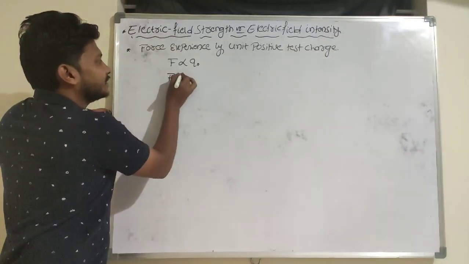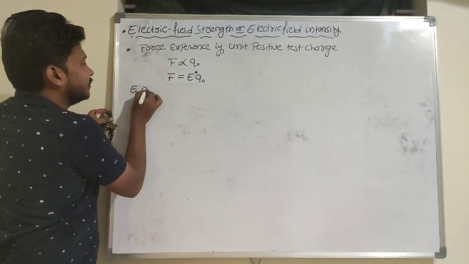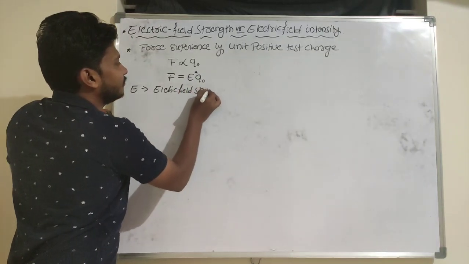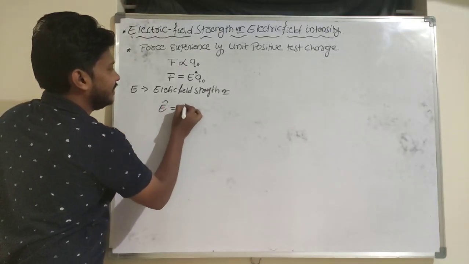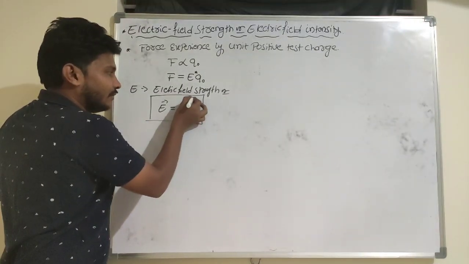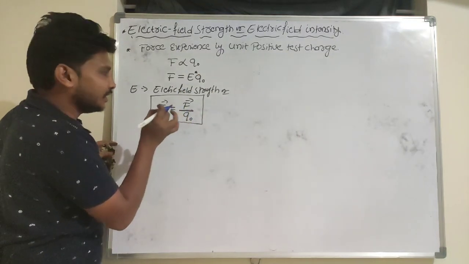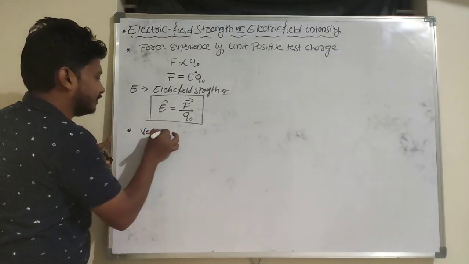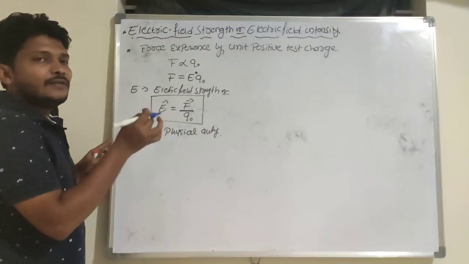If you remove the proportionality sign, I will get the proportionality constant. That proportionality constant is E. This E indicates the electric field strength, or electric field intensity. So shall I write that electric field intensity E is equal to F by Q? It is the ratio of force experienced by a unit positive test charge. So E is equal to F by Q naught. The electric field strength is a vector physical quantity.